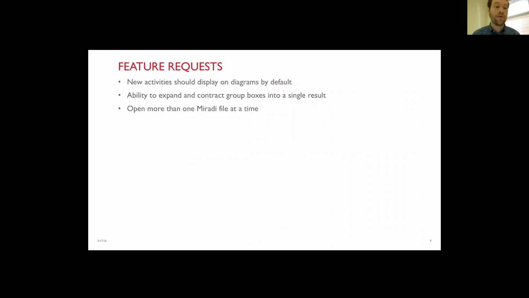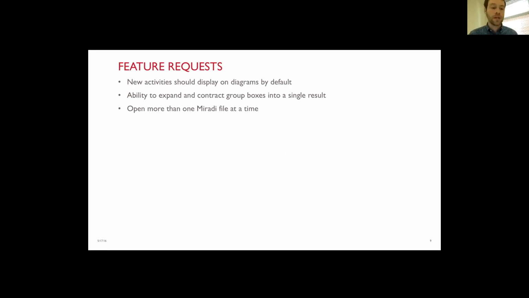I know that one important part of this is feature requests. So we've been talking a little bit internally and there are a couple of different things that we think might be interesting in future releases. It would be nice if new activities would display on diagrams by default. Right now, you have to go into each activity and select that display option.